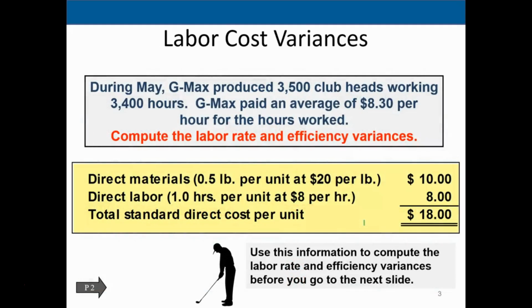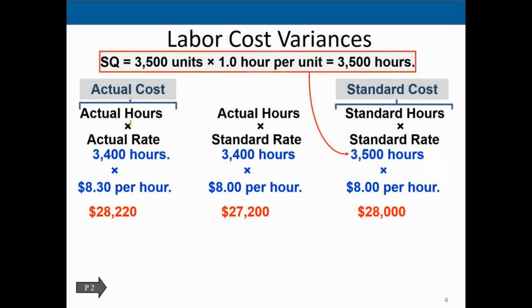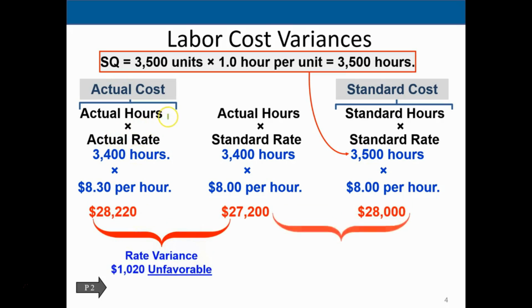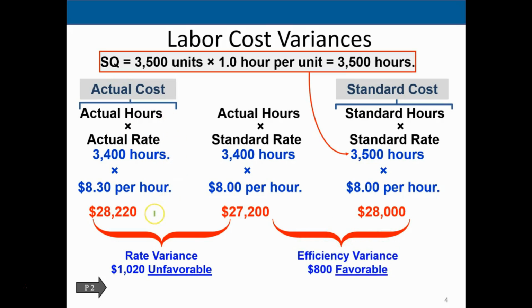So if we take a look at our example again, we have the same example: produced 3,500 club heads, working 3,400 hours, paid an average of $8.30 per hour. So if we break this out into our formula and calculate the rate variance, we're going to have the actual hours times the actual rate, and that will give us our $28,220. If we plug those numbers in there, we're going to compare that to the actual hours times the standard rate. And of course, the thing that has changed in this term is the rate here. So the $8.30 compared to the $8 gives us, in this case, an unfavorable difference, meaning that we're paying people on average 30 cents more per hour.